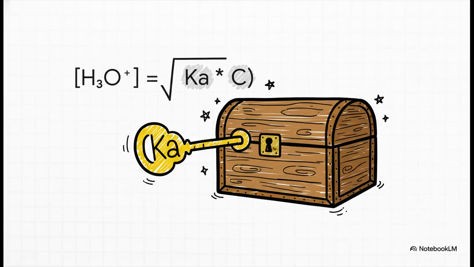So to handle this, we need a new formula that takes that weakness into account. It uses this special value called Ka, the acid dissociation constant. You can just think of Ka as a number that tells you how weak the acid is. The smaller the Ka, the weaker the acid, and the more it stays intact.